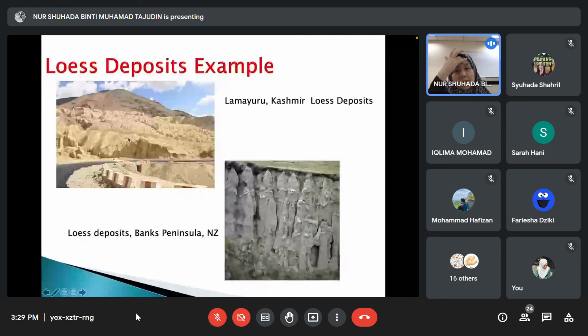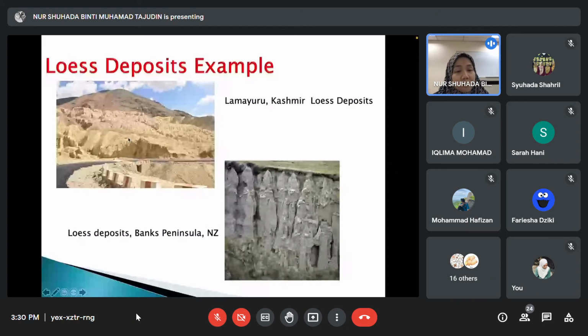Okay, so others by wind is dune sand. Okay, ini selalunya terbentuk disebabkan oleh angin. Volcanic ash, of course, because it is very light. Okay, very light and it's easily carried away by the wind.